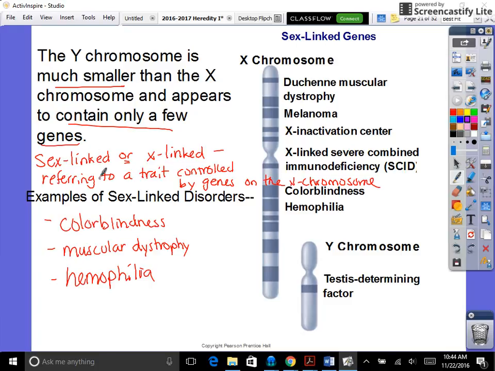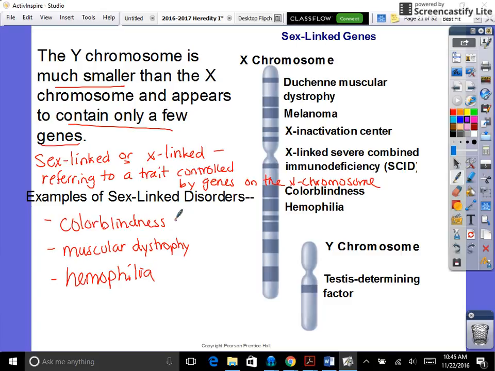You want to copy this down into your notes if you don't have it already. Sex-linked or X-linked refers to traits controlled by genes on the X chromosome. Some examples of sex-linked disorders: color blindness, muscular dystrophy, and hemophilia.